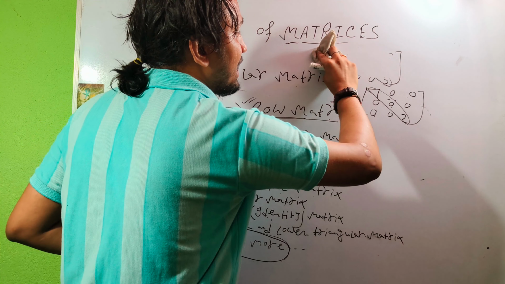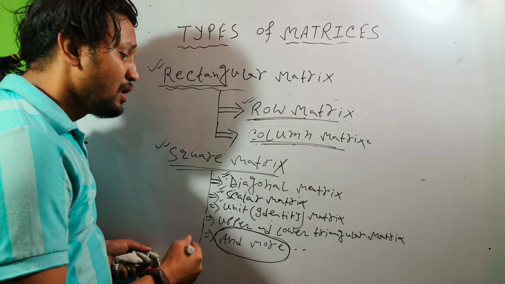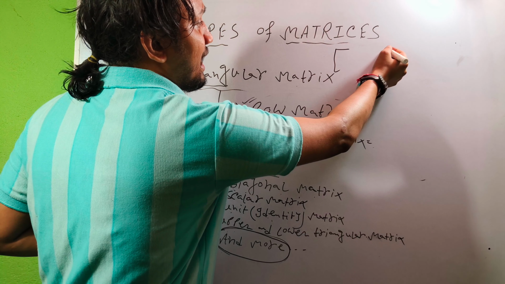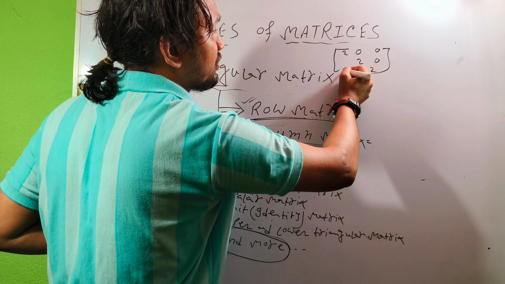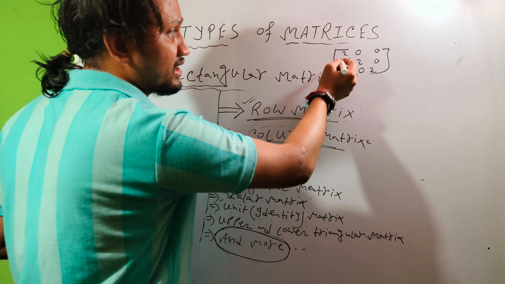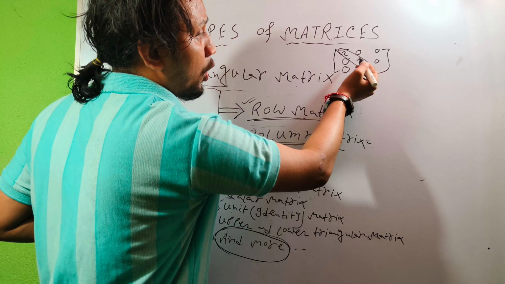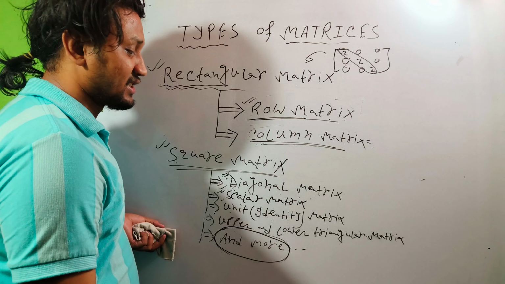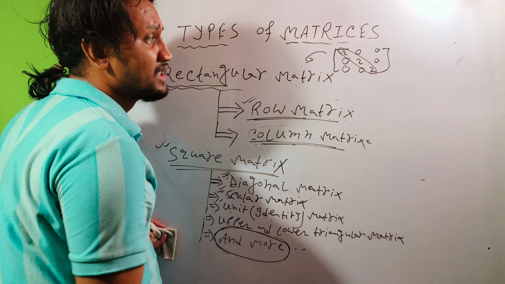What is a scalar matrix? A scalar matrix is a special type of diagonal matrix for which all the principal diagonal elements are same. That is, if we take a matrix like 2, 2, 2, 0, 0, 0, 0, 0, 0, then it is definitely a diagonal matrix. And for this diagonal matrix, we can also see here that all the principal diagonal elements are same, and it is called a scalar matrix. A scalar matrix is a special type of diagonal matrix for which all the principal diagonal elements are same.